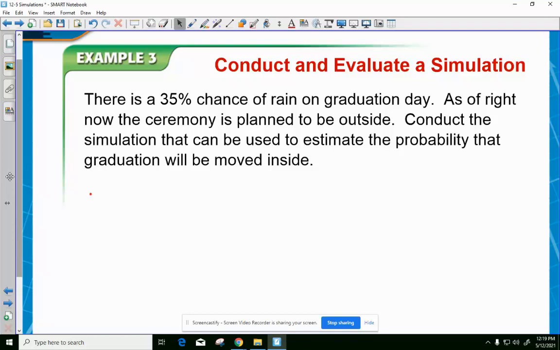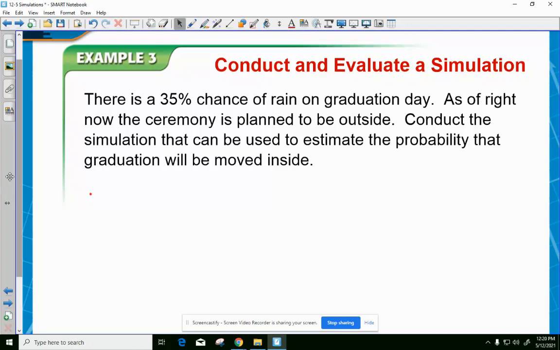So 35% chance of rain, which means 65% chance no rain. Can I use the numbers 1 through 10 like I did a minute ago to represent this scenario? No. Why not? There are two options, but can I? Last time I said I had 70% and 30%. So it was easy. 1 through 7, that was 7 numbers. 8, 9, and 10, that was 3 numbers. That's 70%, 30%. No big deal.